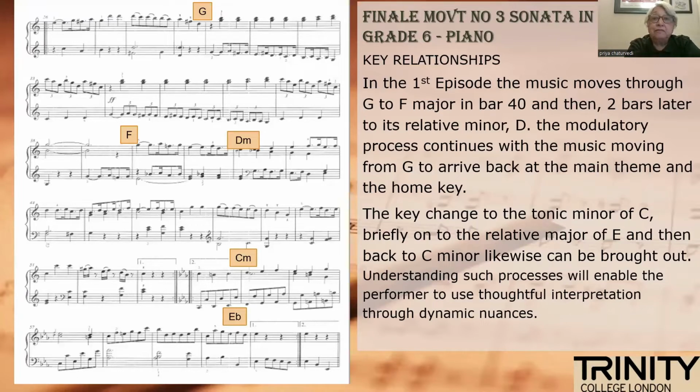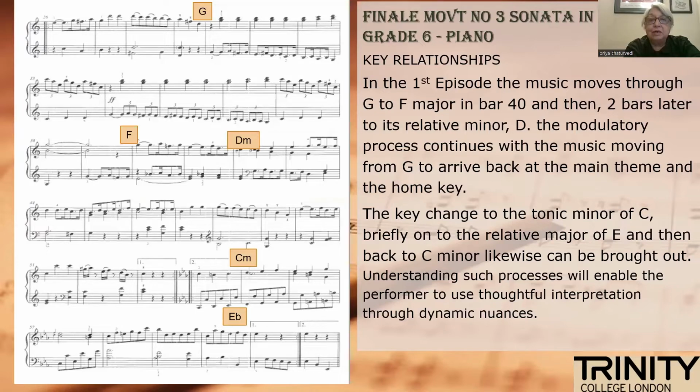When the first one comes in, the music moves from G major, which is the dominant again. Then it goes to F major in bar 40, and then 2 bars later to the relative minor of F, which is D. All related keys, but anticipating them and knowing that each one has a different flavor and conveys a different mood is important. So this modulatory process continues with moving from G to arrive back at the principal theme and back to the home key.